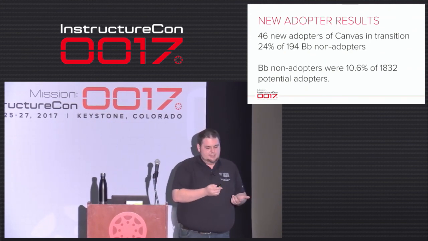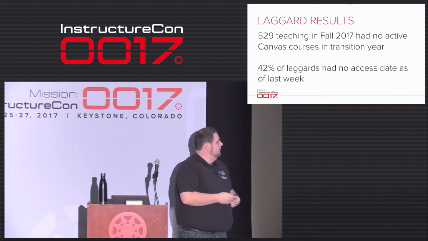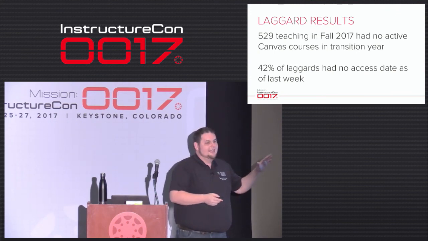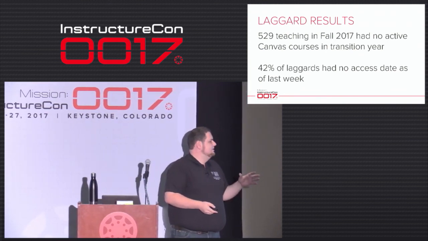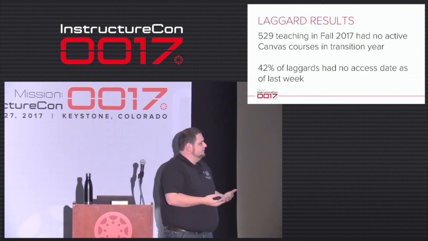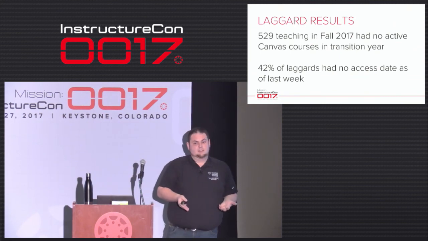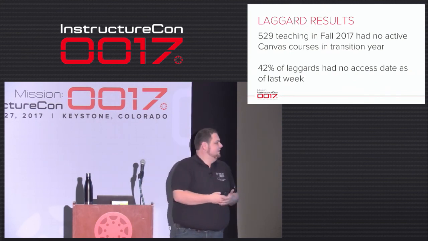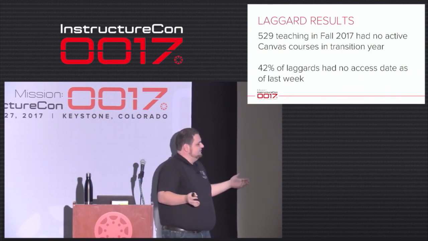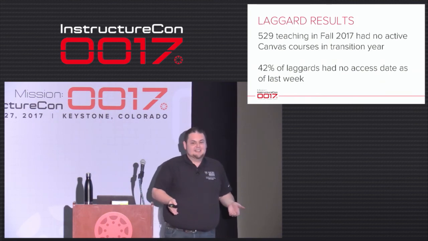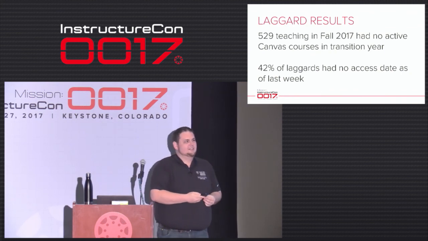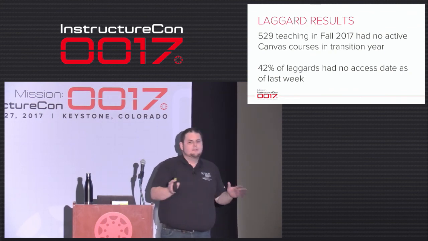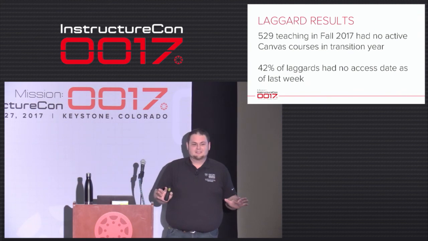About a quarter of them adopted Canvas, which is good. Our Laggard results: once I added the restriction that they had to be teaching in the upcoming semester, we found 529 people who are going to be teaching who had no active courses last year. So that's kind of a lot of laggards. 42% of them, 223 of them, had no access date in Canvas as of last week. That's a lot. We have 5 weeks left until our transition is complete.